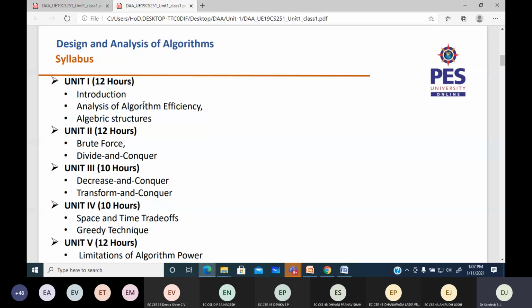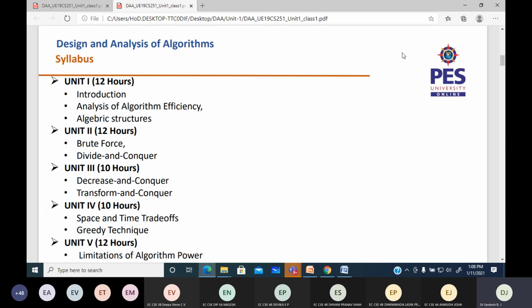These are all the techniques which we are going to learn in our design and analysis of algorithms course: brute force, divide and conquer, decrease and conquer, transform and conquer. You will also understand how you can use extra space in order to improve the efficiency of an algorithm in terms of time. You will do a trade-off between space and time. Then the final technique is the greedy technique. Once you see the limitations of algorithmic power, you will also learn a technique called backtracking.